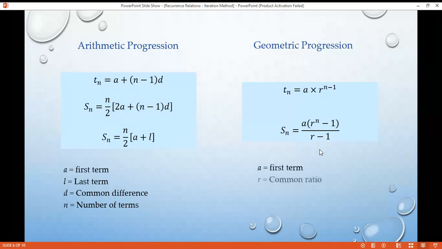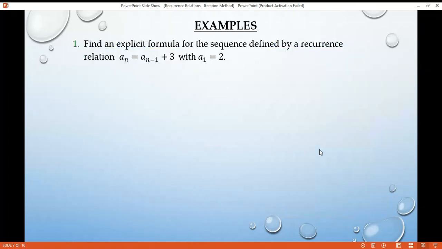So these are the geometric progression and arithmetic progression series, nth term and the sum of nth term. We use these in our solutions. The first example is that we are given this recurrence relation, a_n equal to a_(n-1) plus 3, with a_1 equal to 2. This is the initial condition, a_1 equal to 2.